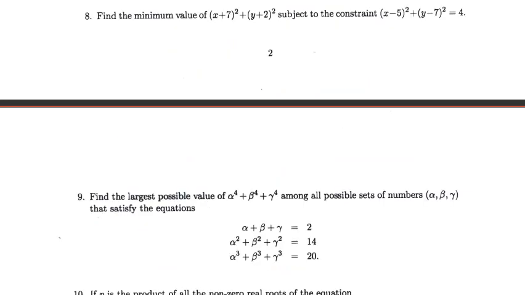Singapore Mathematical Olympiad 2021 open section first round, problem number 8. Find the minimum value of (x + 7)² + (y + 2)² subject to the constraint (x - 5)² + (y - 7)² = 4.